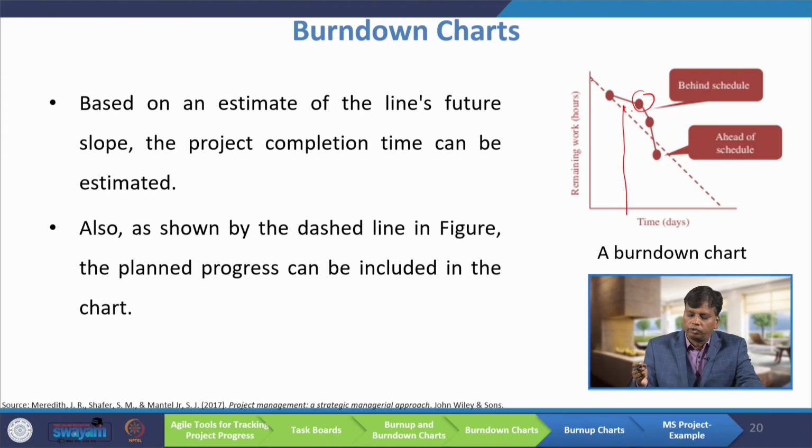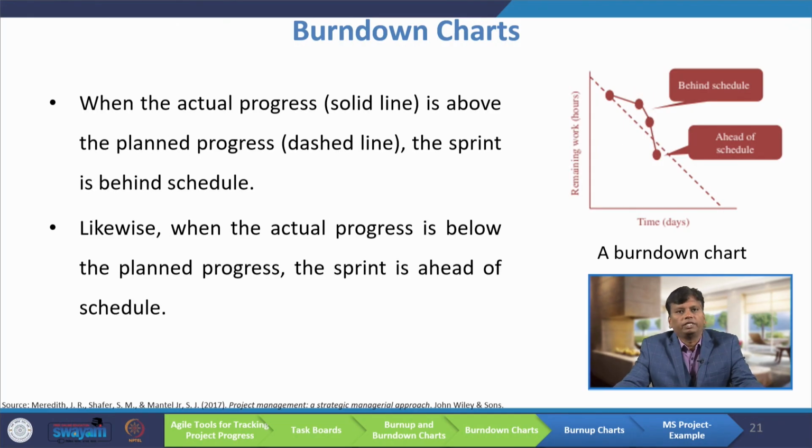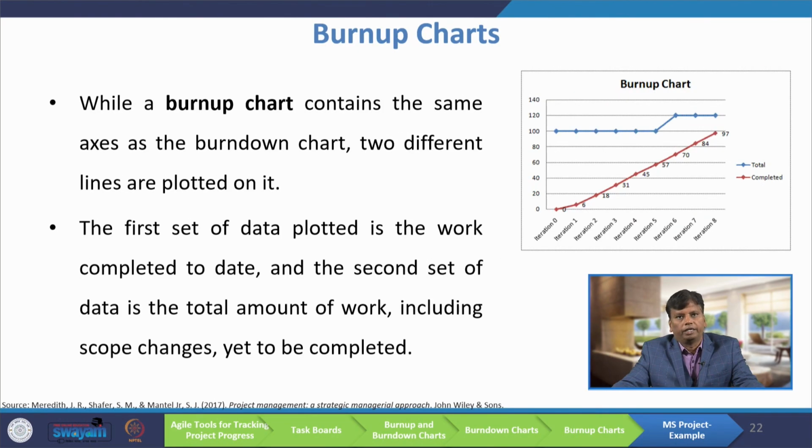If the thick line goes inside towards the origin of this graph, it says that we are ahead of the schedule. So, when the actual progress, the solid line, is above the planned progress dashed line, the sprint is behind the schedule. Likewise, when the actual progress is below the planned progress, the sprint is ahead of the schedule. It is very easy to interpret whether we are ahead of or behind the schedule.